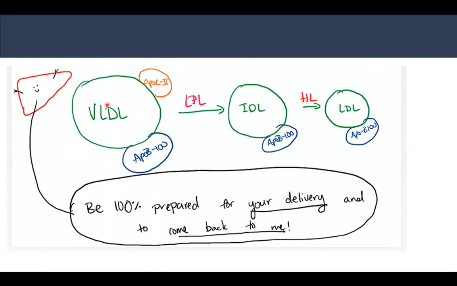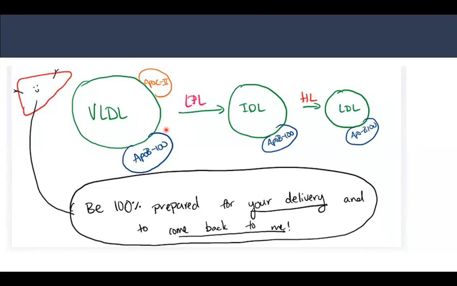What I'm trying to say is that the VLDL is only going to deliver the lipids inside of it. It's not going to give up its ApoB100. The ApoB100 never detaches from the VLDL. It just stays attached to the lipoprotein, even after it enters the cell. Does that make sense?